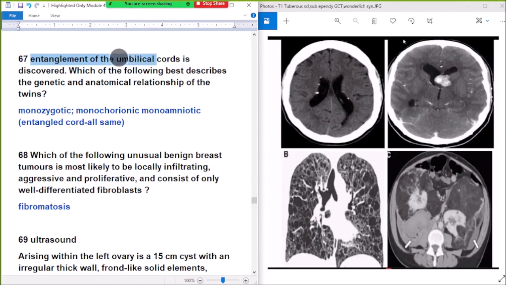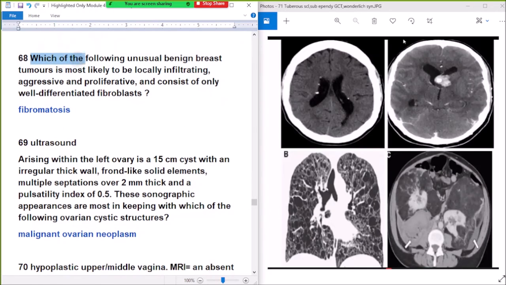Entanglement of the umbilical cord is discovered. Which of the following best describes the genetic and anatomical relationship of the twins? Monozygotic, monochorionic, monoamniotic. When the cords are entangled, the twins are monozygotic, monochorionic, monoamniotic. Entanglement of the umbilical cord is seen in monozygotic, monochorionic, monoamniotic twins.